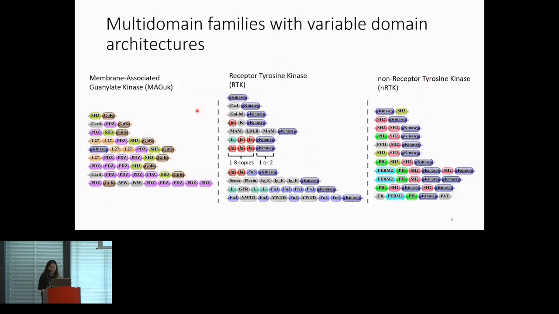And the MAGUKs that I just showed you are just one of many families with these characteristics. Here are 2 more: the receptor tyrosine kinase family and the non-receptor tyrosine kinase family. These are all examples of large multi-domain families that emerged at the beginning of Metazoa, and they function in signaling and cell-cell interactions. Within each family, the domain architectures all have similar domain content with variation on a theme. And so how did these families come into being?